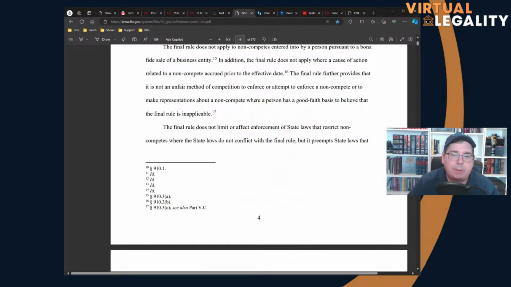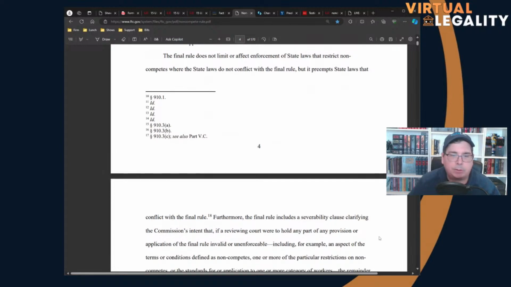The final rule does not limit or affect enforcement of state laws that restrict non-competes where the state laws do not conflict with the final rule. That's best read as where it's more strict than us, that'll still live, but this rule preempts state laws that conflict with the final rule.